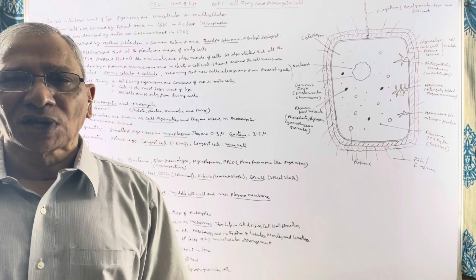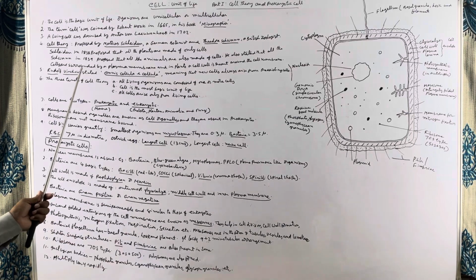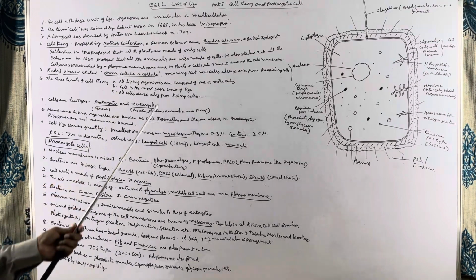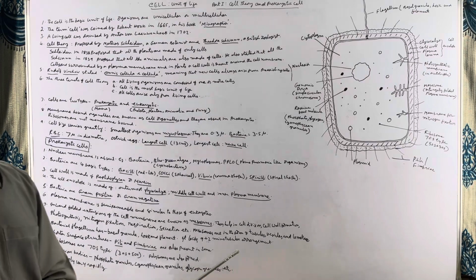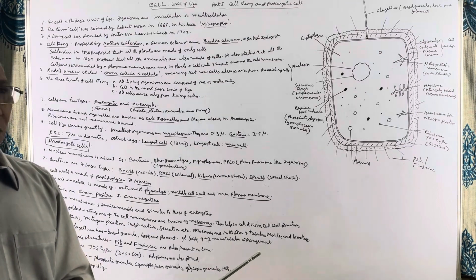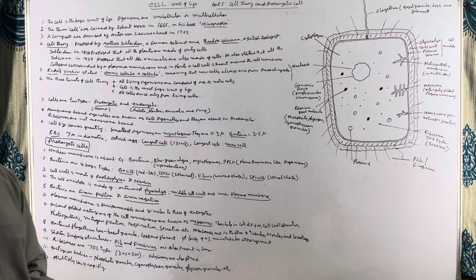It was left to a German biologist known as Rudolf Virchow. He proposed the famous statement, omnis cellula e cellula. It means new cells always arise from pre-existing cells. So, for the first time, Virchow explained that cells do not arise de novo. They do not arise from non-living substances. Cells always come from pre-existing cells.